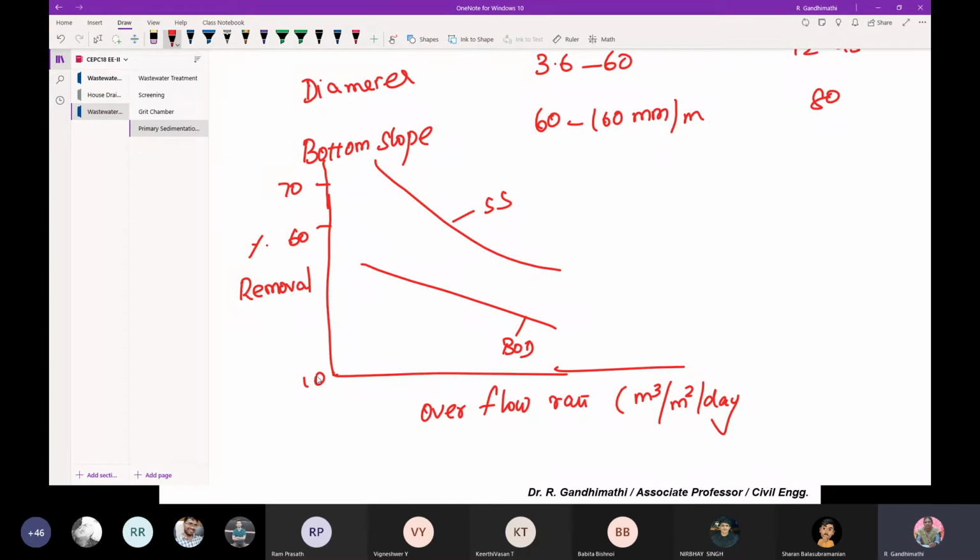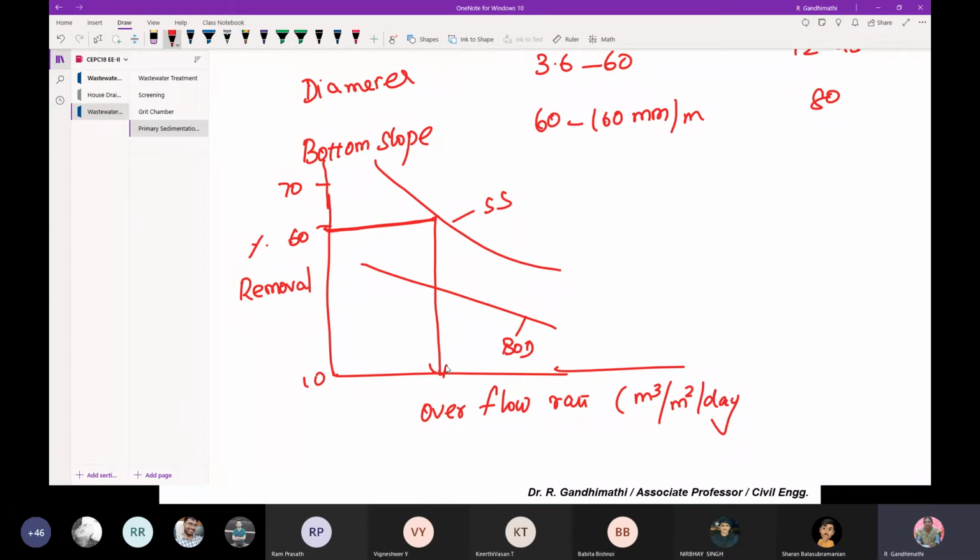Therefore, what you have to do is, if they have given the BOD removal or suspended solids removal, according to that removal you have to draw a horizontal line. If they have given the suspended solids removal, you just draw a line corresponding to this. And then from this, find out what will be the overflow rate to be maintained in the sedimentation tank.